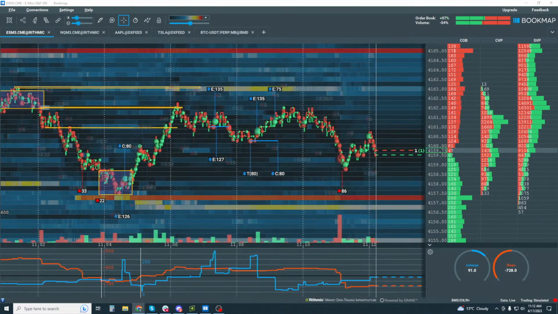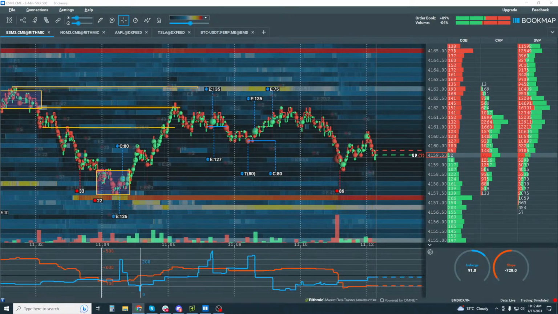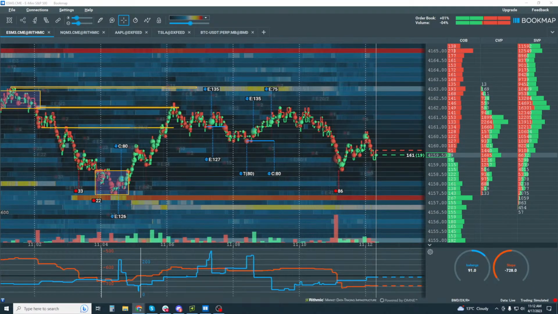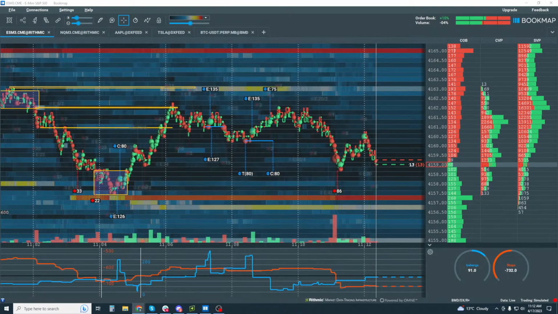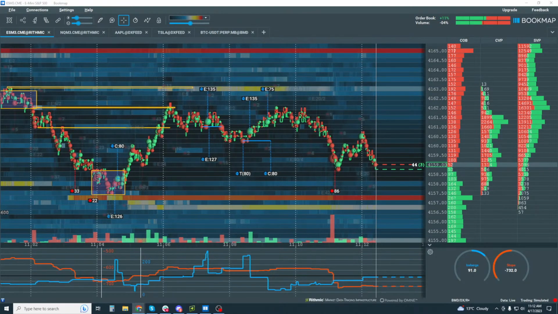So you have to have Bookmap Global, yeah, or Global Plus. That doesn't matter. DXFeed is good data, but it's not MBO data for futures. So you have to have Rhythmic. Okay.